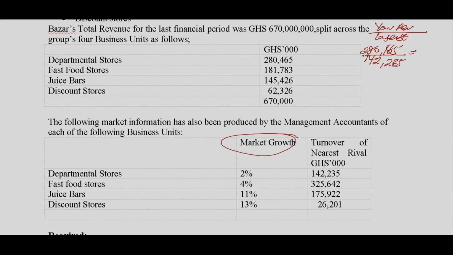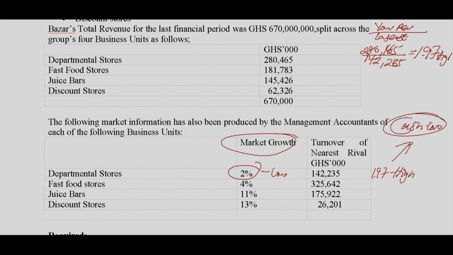So 280,465 divided by 142,235 gives you 1.97, which means that this is high, because it's higher than 1. Because it's 1.97, and we have market growth of 2, which is low. So this tells us that this product has low market growth but high market share. This is a cash cow. Okay, so this is how you do the calculation.